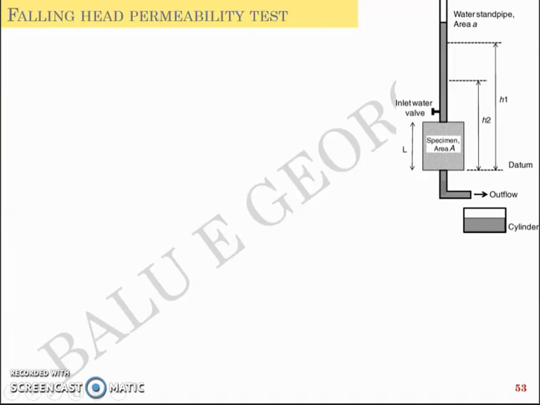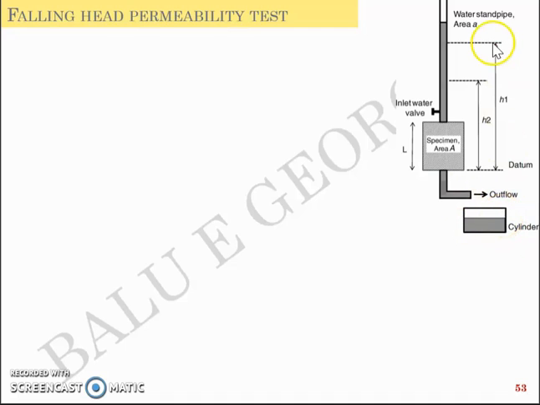Falling head test or variable head test. As the name suggests, the water head is not maintained constant. Instead, it's allowed to fall or vary. So it doesn't have a constant head tank. Instead, it has what is called a standpipe. Now the standpipe is connected to the top of the permeameter, and the second difference is that you don't measure the discharge. You don't measure the collected volume of water.